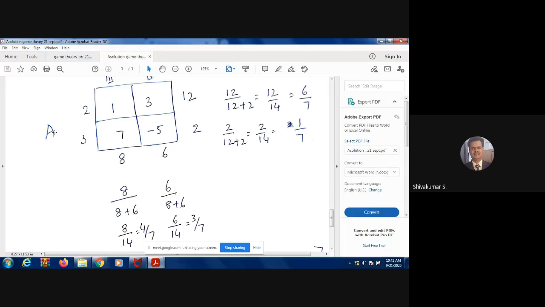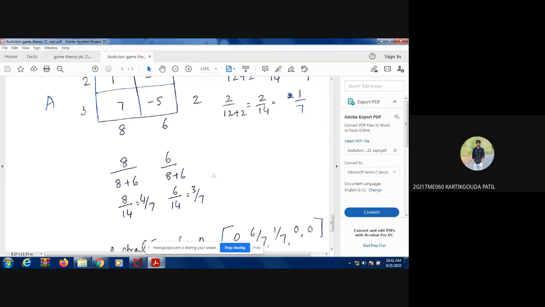So A strategies are 0, 6 by 7, 1 by 7, 0, 0. B strategies are 0, 0. Third strategy is 4 by 7. Fourth strategy is 3 by 7. Next 5 and 6, 0, 0. Have you understood this one? Yes, sir.